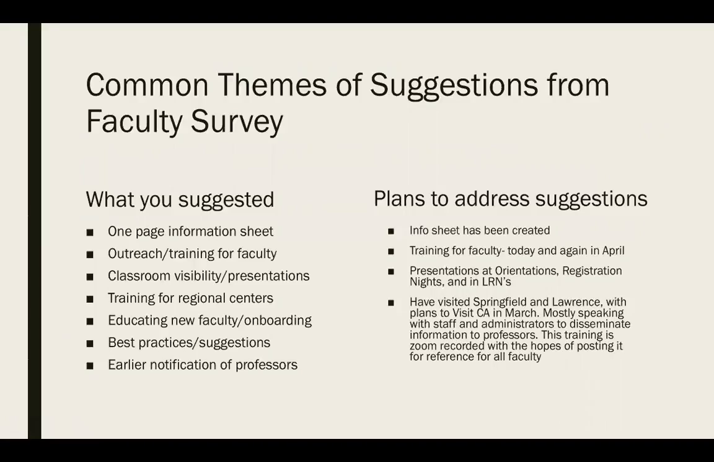In terms of regional centers, I visited Springfield and Lawrence both last semester and this semester. I've been to Springfield. I have not yet been to Lawrence, but that is definitely on the books. And I will be visiting California in March to be able to meet with staff and faculty there just to see how things are going and see what can be improved and what's going well. The main goal is really to speak with staff and administrators so that they can disseminate information to professors and students.